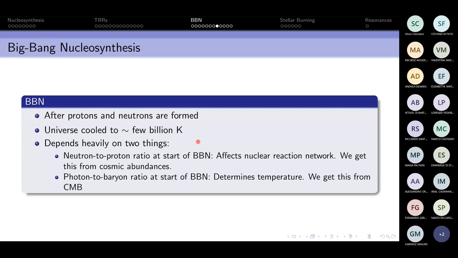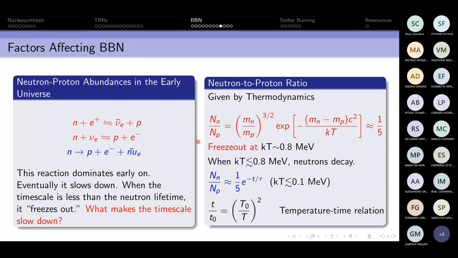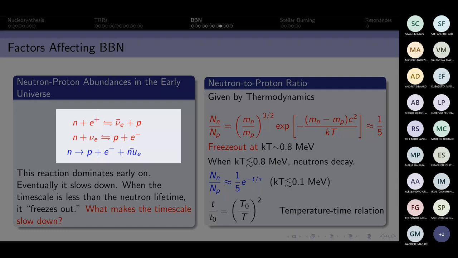Okay. So in the early universe, we have neutrons and protons. We have electrons and neutrinos. We have a lot of photons. And so these reactions were taking place. We have neutrons capturing electrons, and they make an anti-neutrino and a proton, and it goes in the opposite direction as well, so this reaction is going back and forth. We also have neutrons capturing neutrinos, becoming a proton and electron, going back and forth as well. And then this blue one is neutron decay.